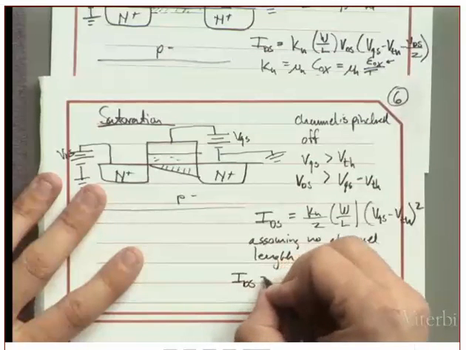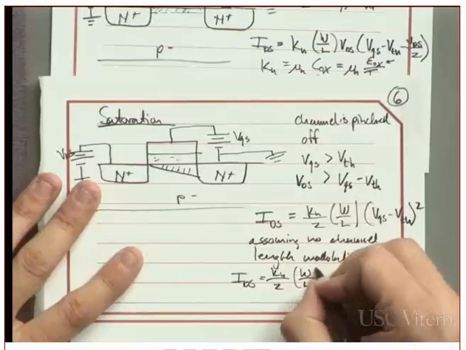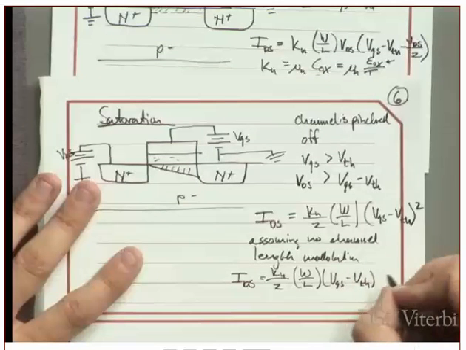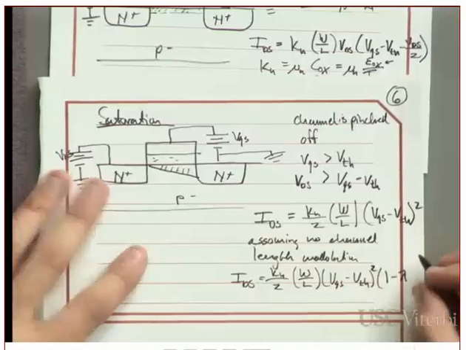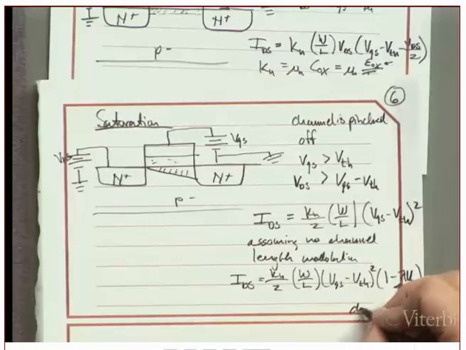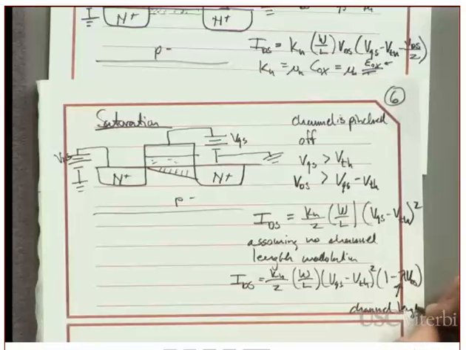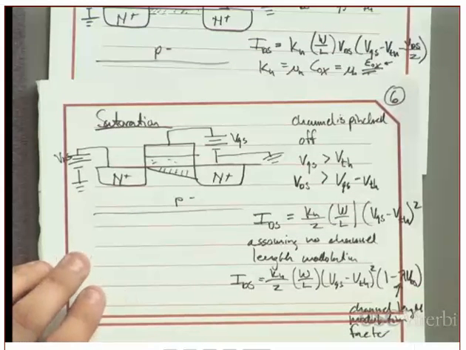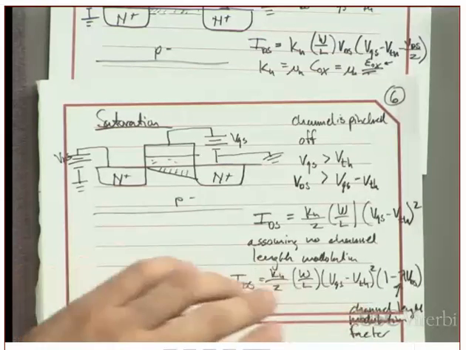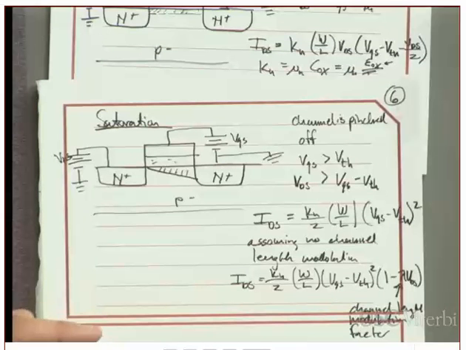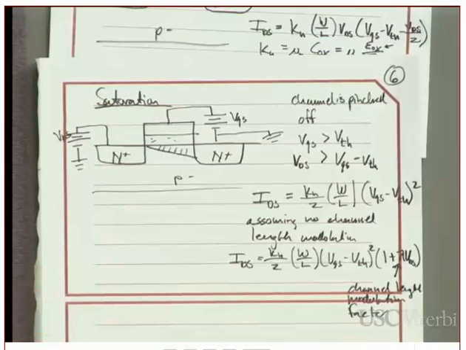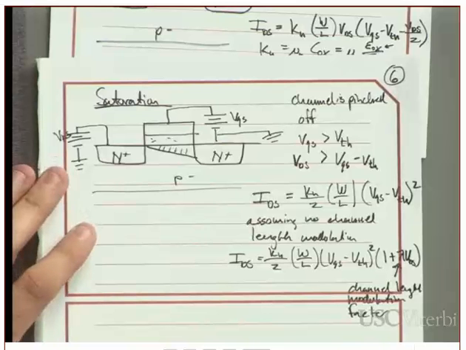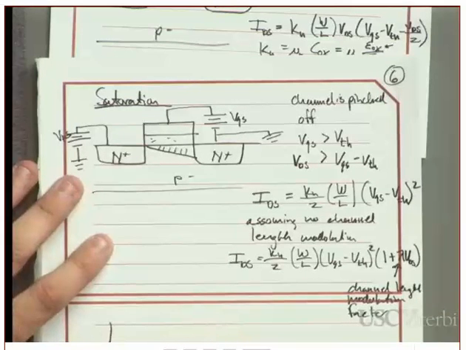And in the case that you want to include channel length modulation, it should look like this, squared. And this is the channel length modulation factor. You can write it as 1 plus or 1 minus; it really depends on how you defined it. We'll make it a plus. And there are other ways to write the same thing. I have a different one on the next page. But essentially what you're left with is the amount of current going through the channel depending now on VDS by this factor of lambda. And let's see.